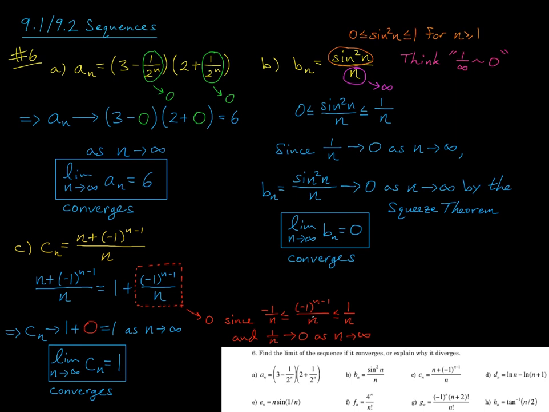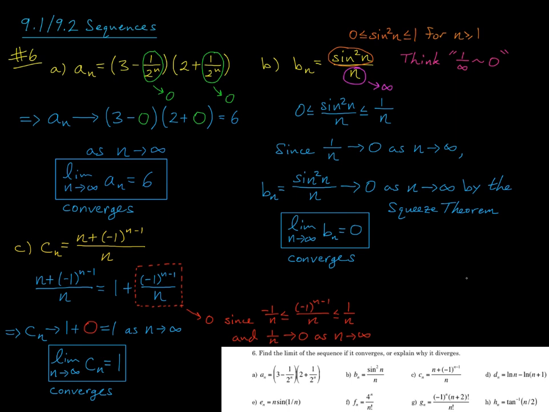Okay, now to make it a bit more precise using the Squeeze Theorem, I'm just saying this term will be bounded below by negative 1 over n, and it'll be bounded above by 1 over n. And since 1 over n approaches 0, both of these things on the left and the right approach 0, so negative 1 to the n minus first, all divided by n, must approach 0 as well. So that all implies then that c sub n will approach 1 plus 0, which is just equal to 1, and so c sub n converges to 1.